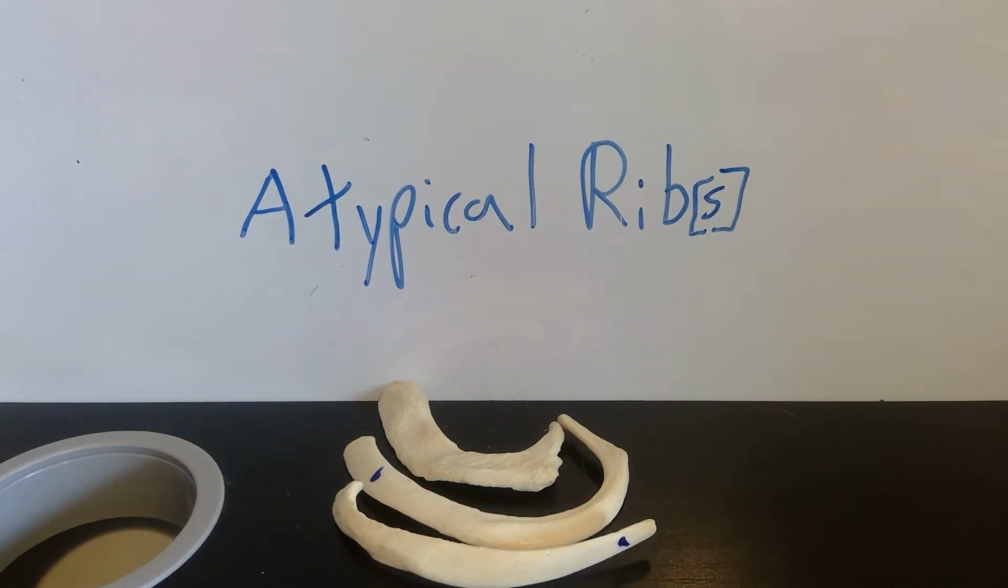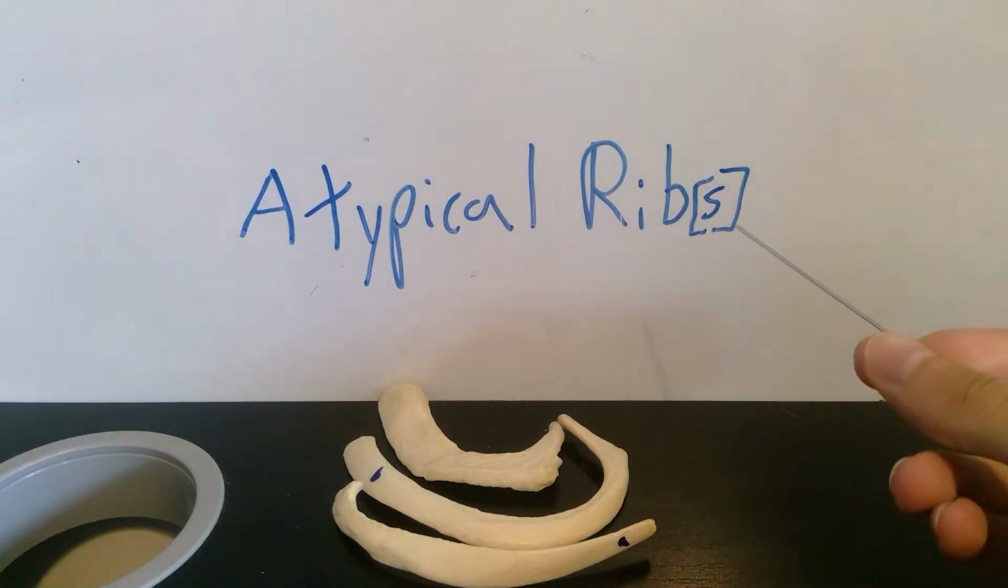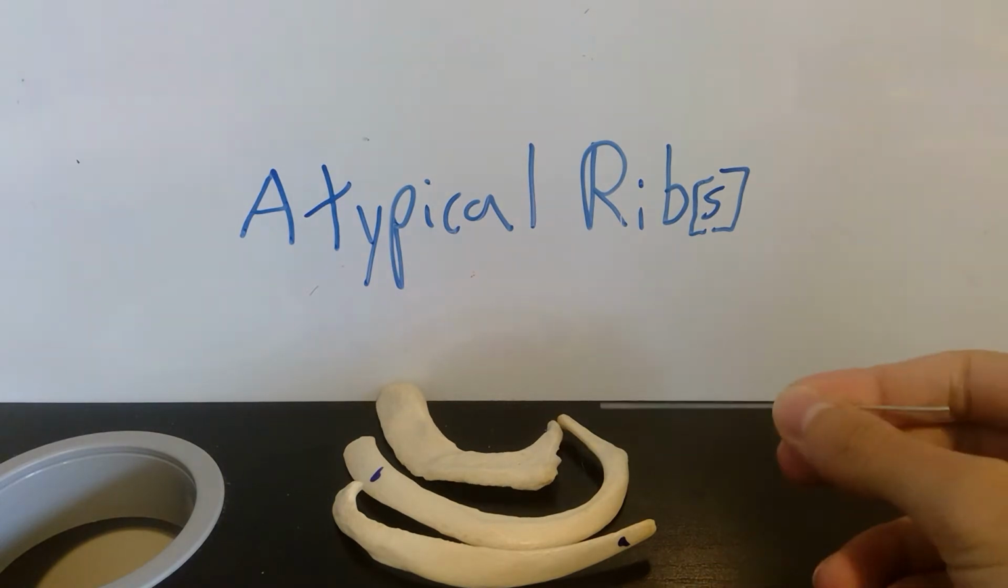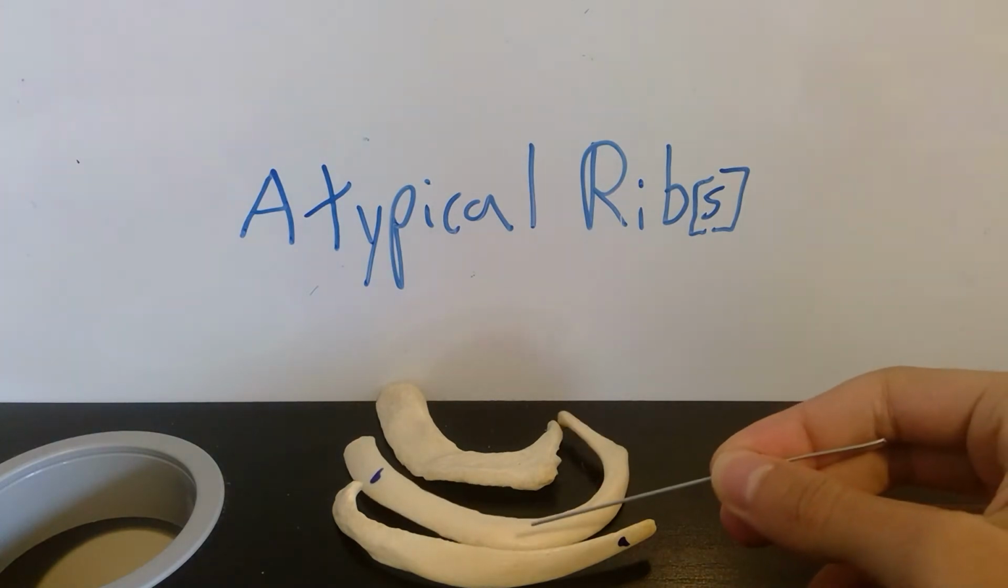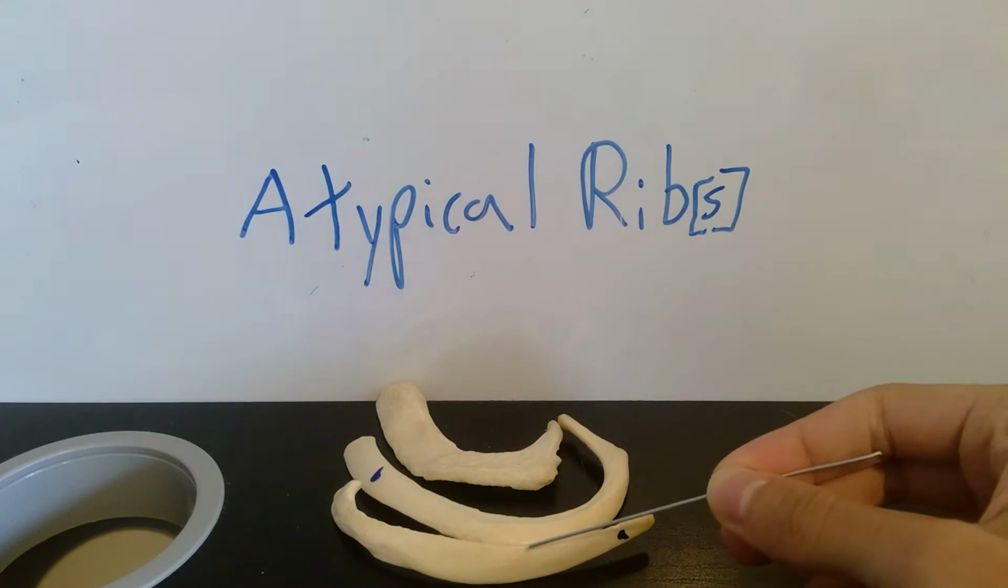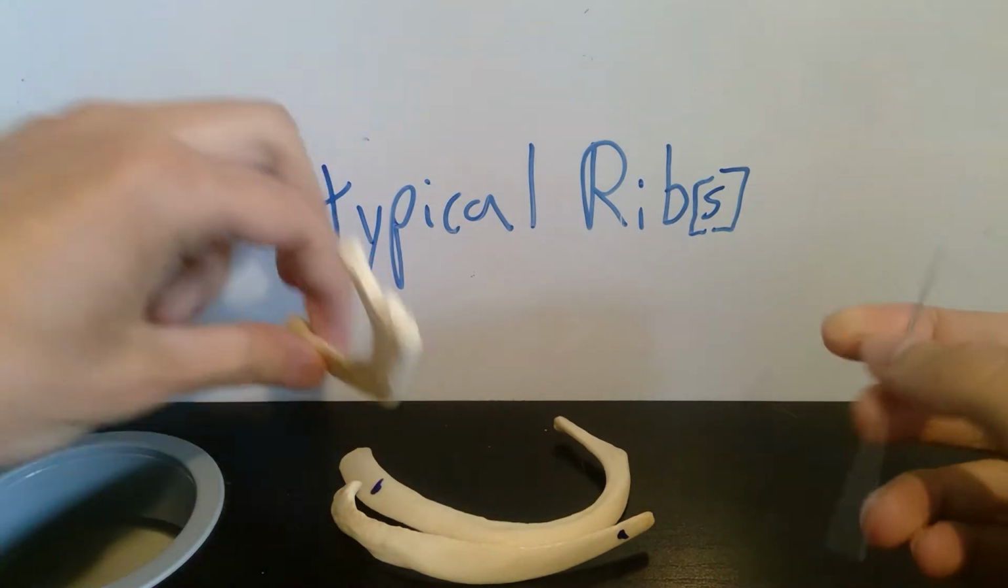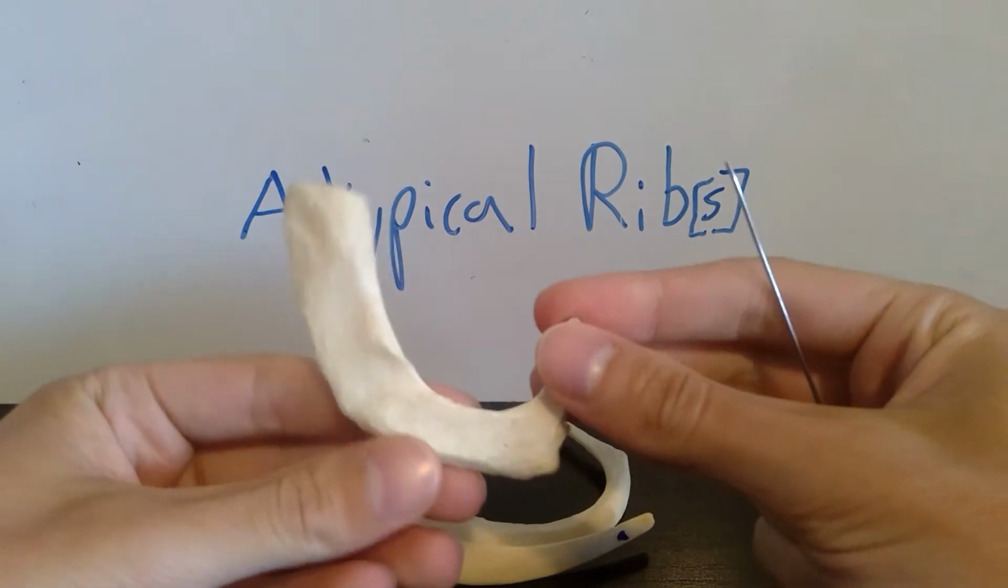Okay, so you've seen a typical rib, and unfortunately they all don't look like that. We have a classification called atypical ribs. That includes three different types you need to know: the first rib, the second rib, and then floating ribs. I'm going to go through each one independently, but they'll follow a pretty specific trend that you'll notice.